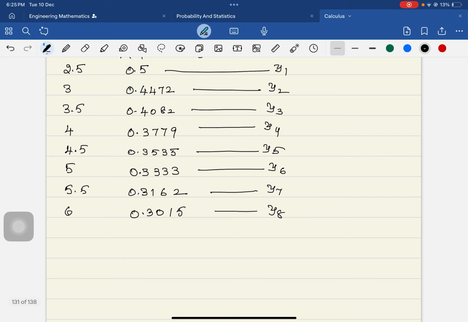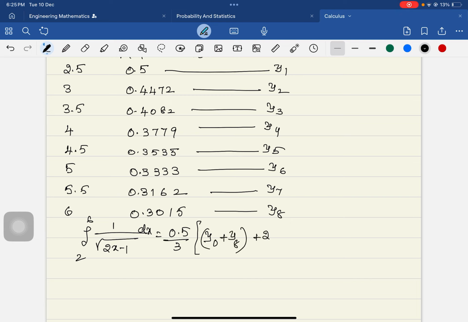And now the value of the integral from 2 to 6 of 1 over root of 2x minus 1 dx is given by h by 3. What is your h? 0.5 by 3 times of y0 plus y8 plus 2 times of y2, y4, y6 plus 4 times of y1, y3, y5 and y7. So this is the answer now.